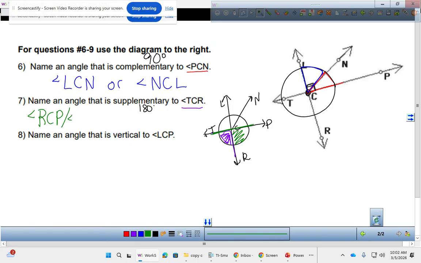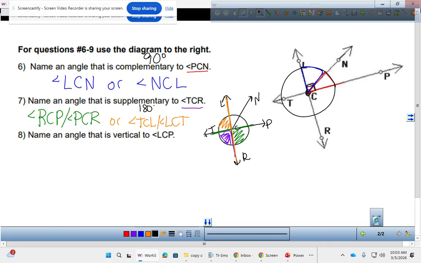Or you can reverse the outside letters and say PCR. Another way to look at this would be to slice it up and down. So if this was the slice, the left-hand side has 3 angles, the right-hand side has 2. So that orange angle could work as well. So you could have also said angle TCL, LCT. Either one of those answers is supplementary to that given angle.